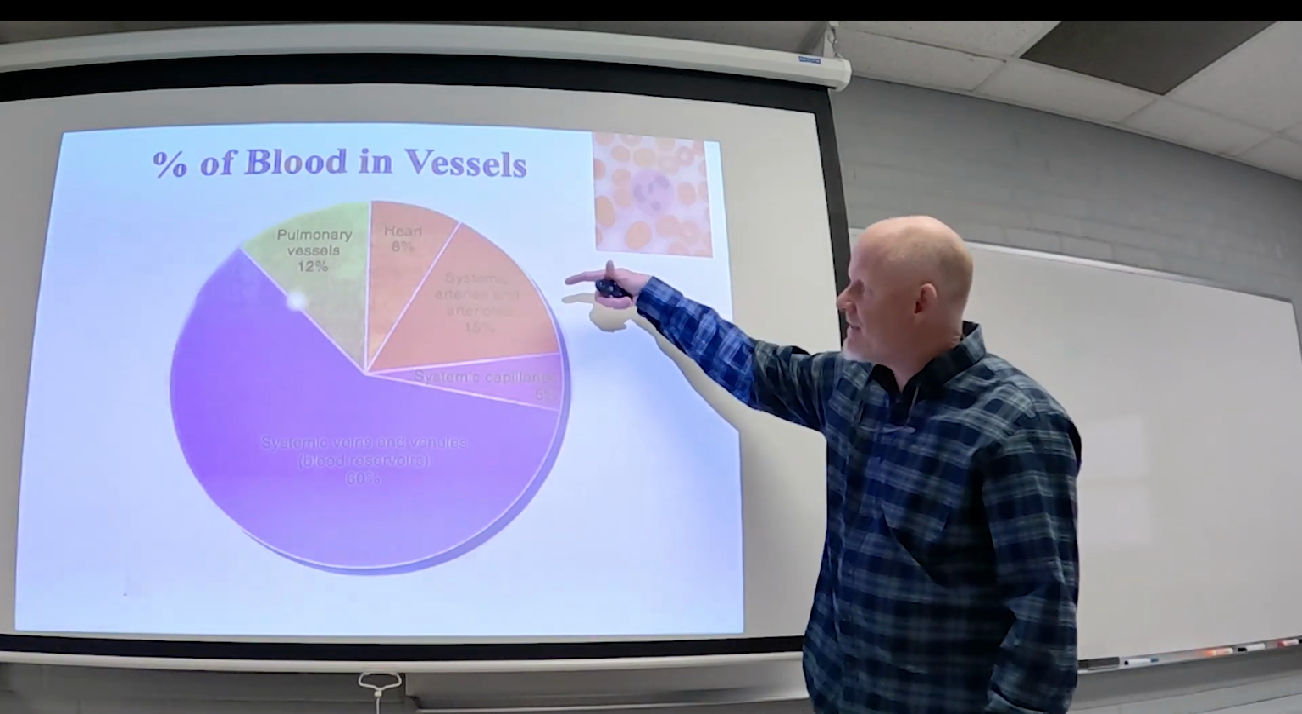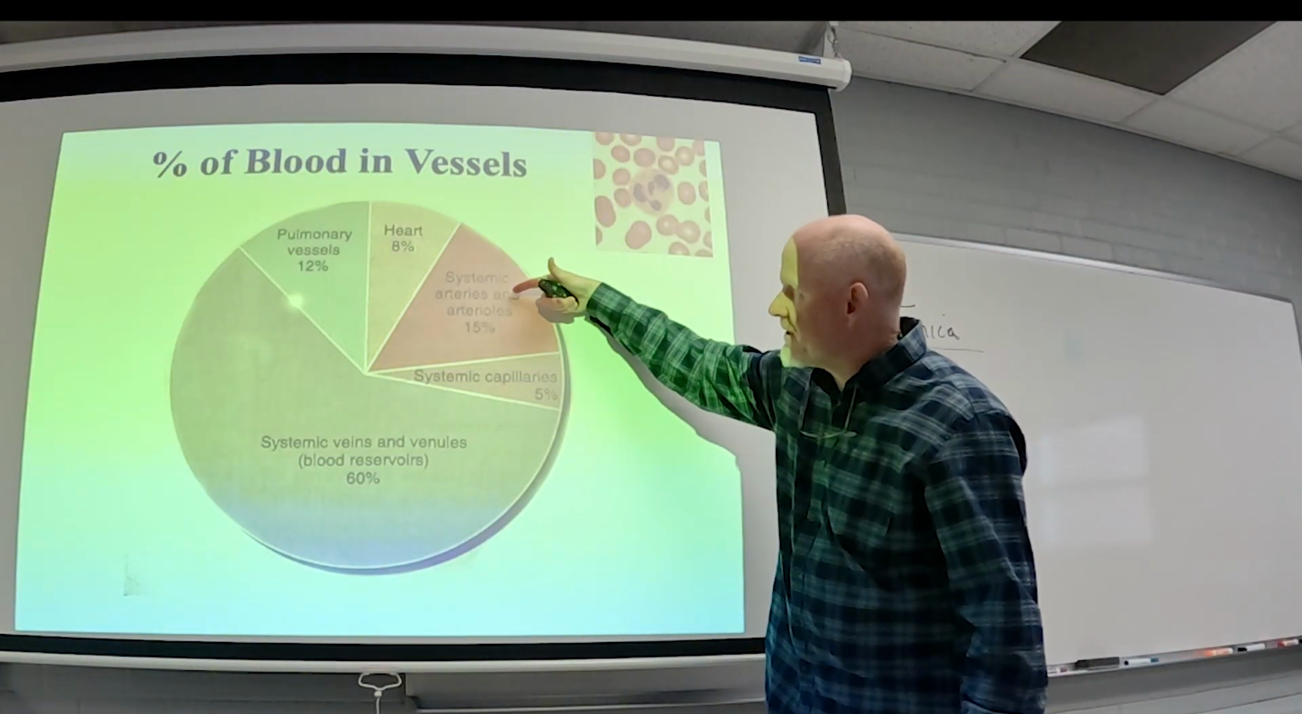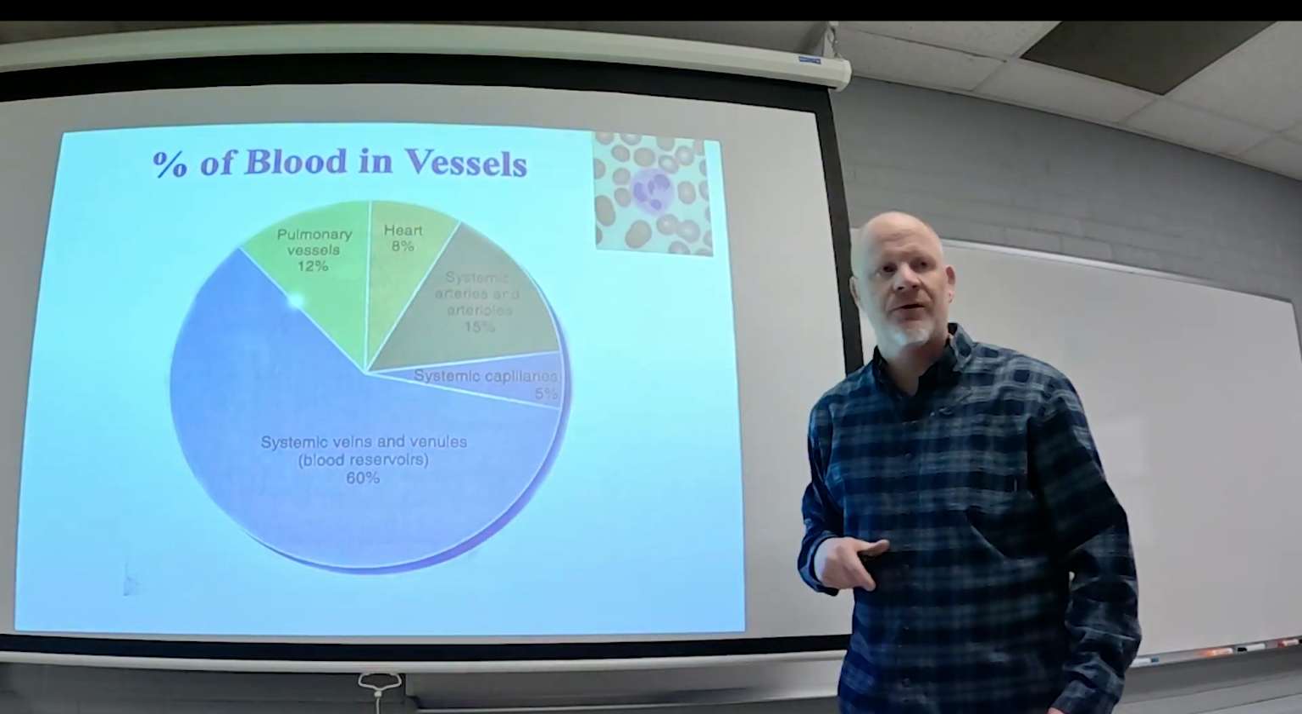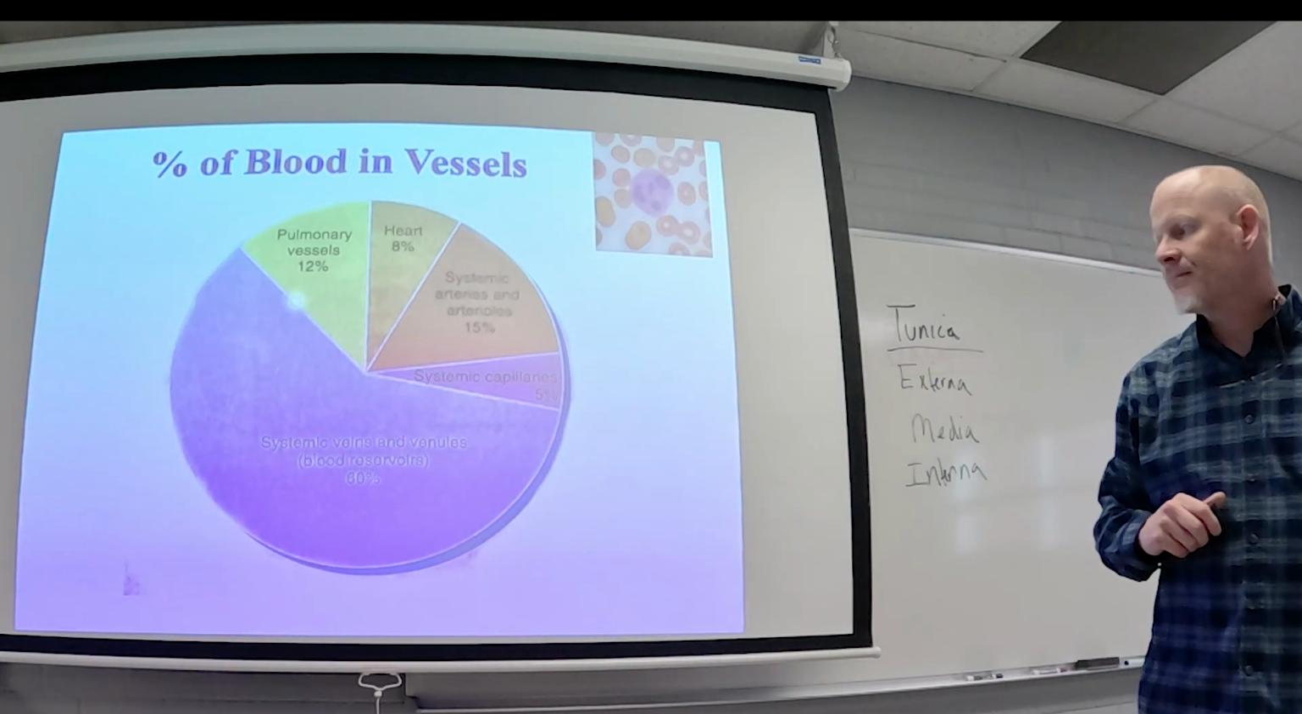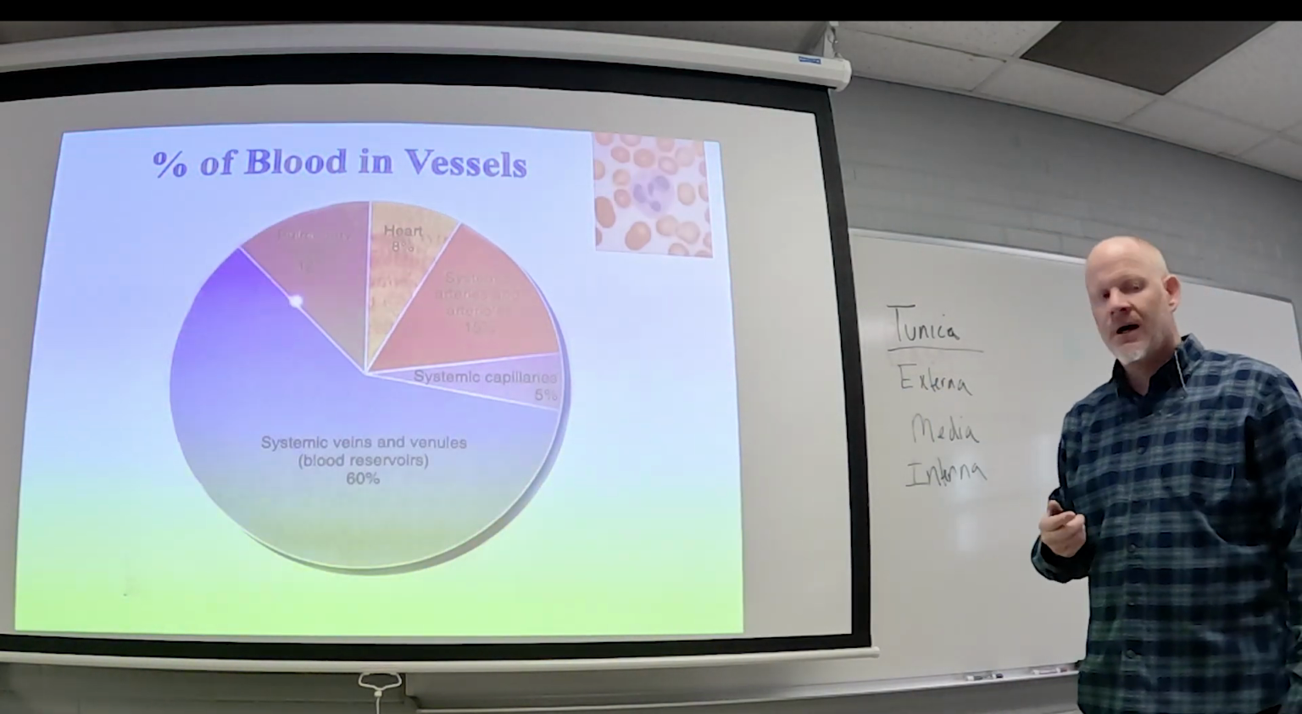So arteries and arterioles are pressure reservoirs. Veins are blood reservoirs. Okay? All right, that's where we'll stop.